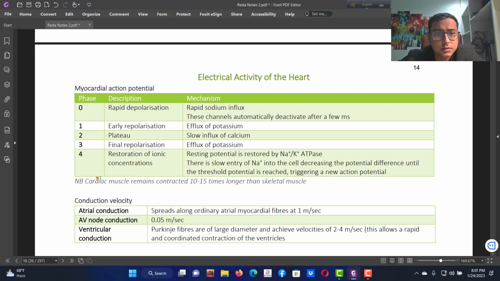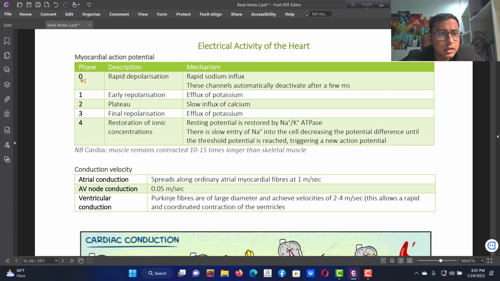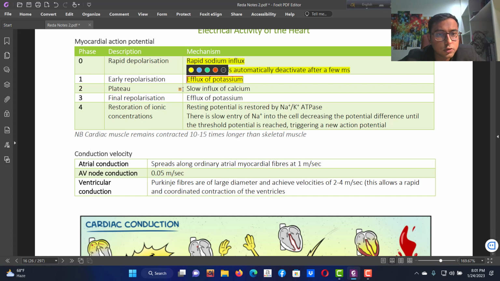Now the cardiac activity. This is very fundamental: the cardiac action potential. There are 4 phases. In phase 0, rapid depolarization, rapid sodium influx, which automatically deactivates after a few milliseconds. That is the first impulse generated by the SA node. Now the early repolarization, the efflux of potassium, and phase 2, slow influx of calcium. You must remember these things, influx and efflux. You must not mismatch them.